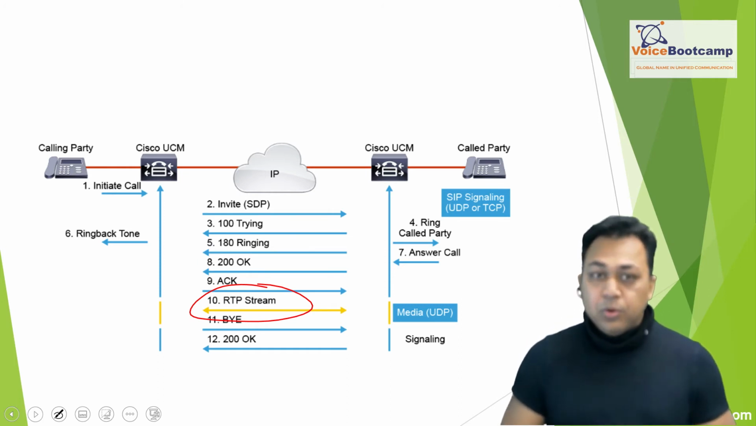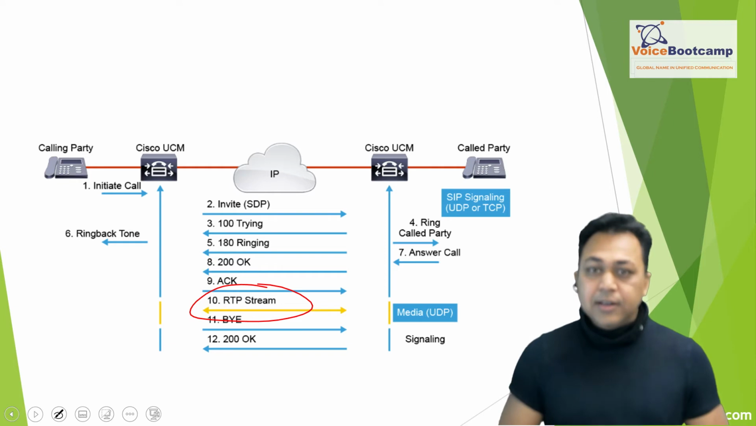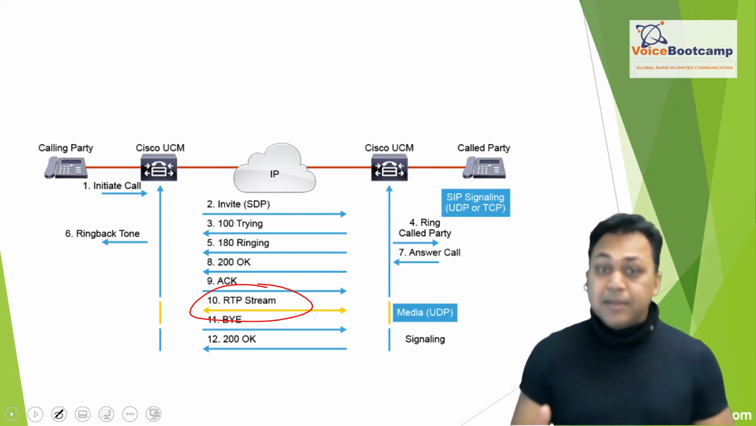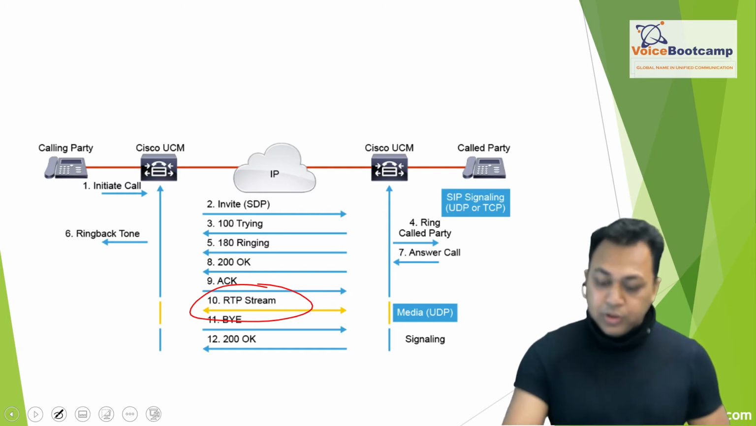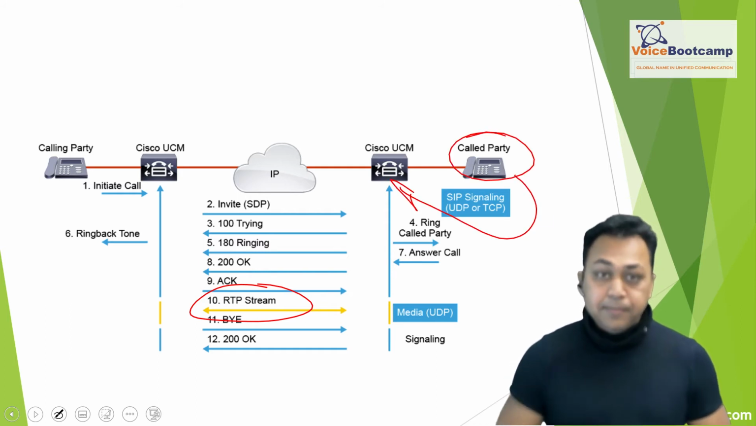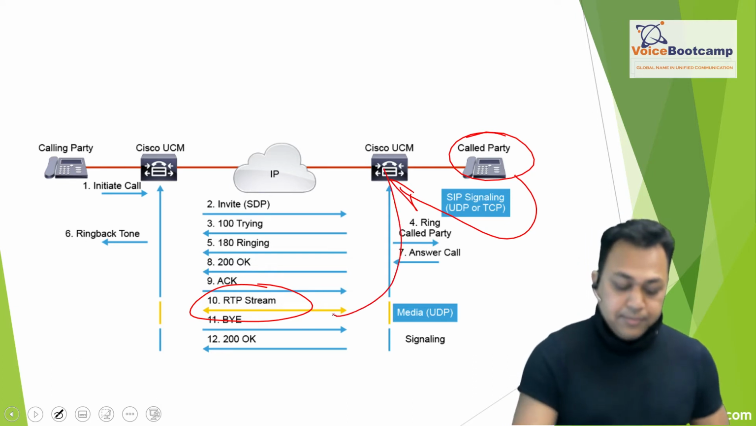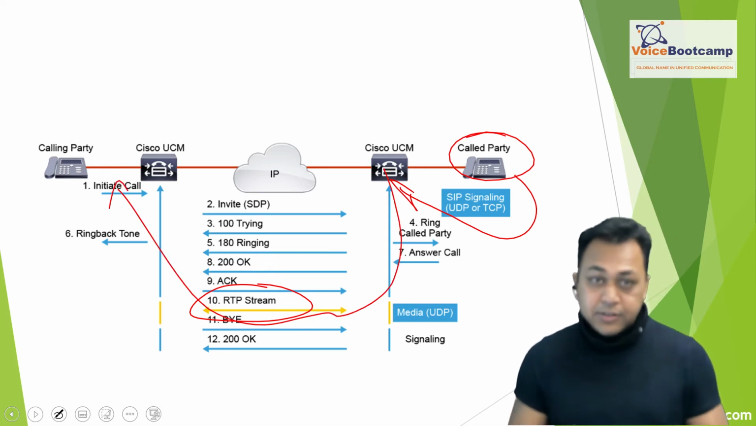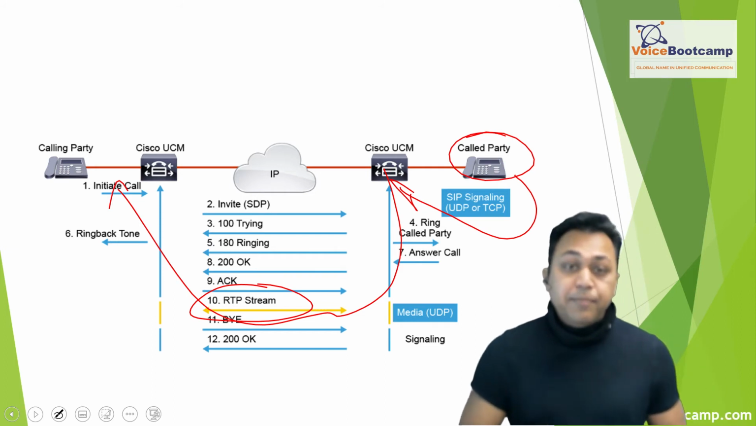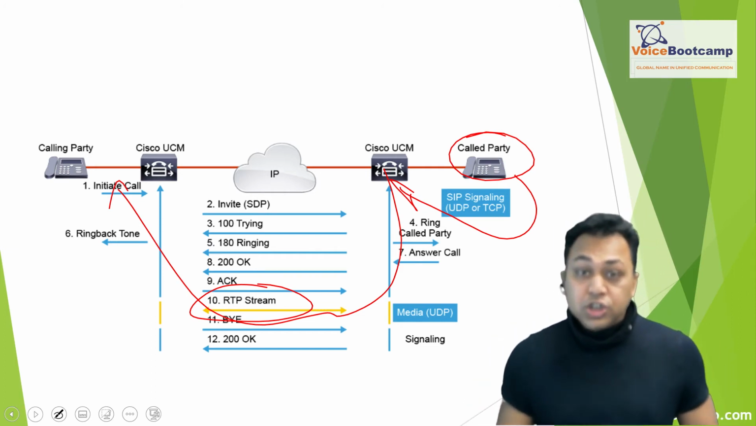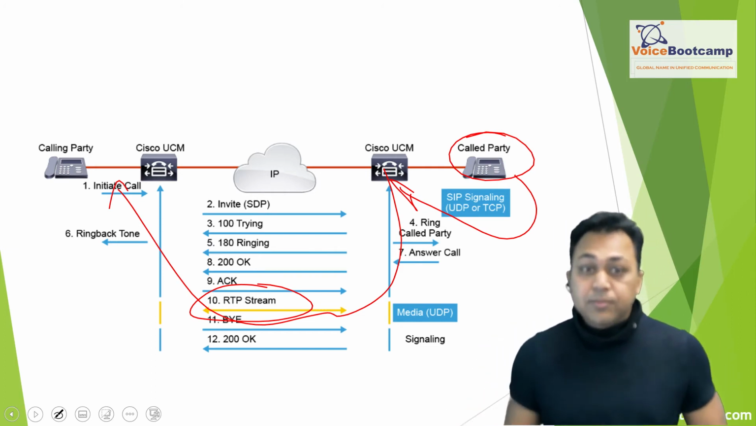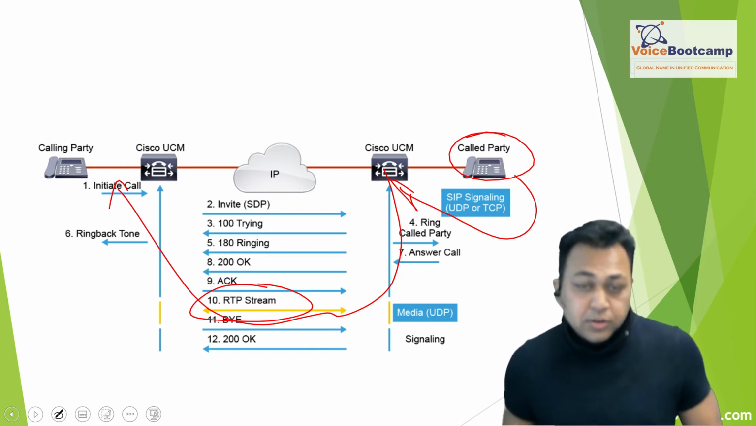Step number 11, one of the parties decides, okay, I'm going to hang up the call. It sends a BYE message to the user agent. So let's say if this person hangs up the call, he sends a BYE message to this one. This one will send a BYE message to the other, or vice versa, doesn't matter. The BYE message is confirmed by acknowledging with 200 OK, that yeah, I received your BYE message, we're all good to go, have a nice day. So it's kind of like completing the call.